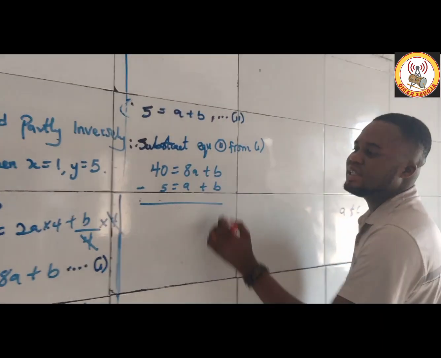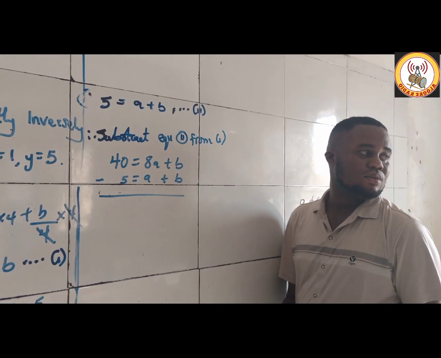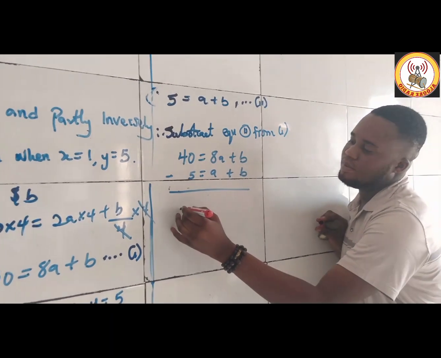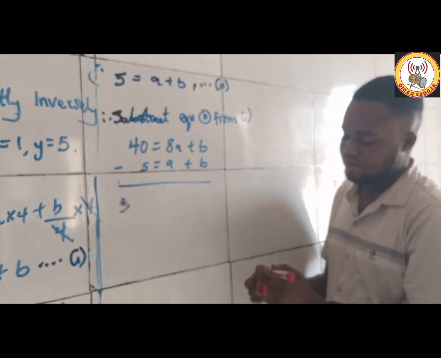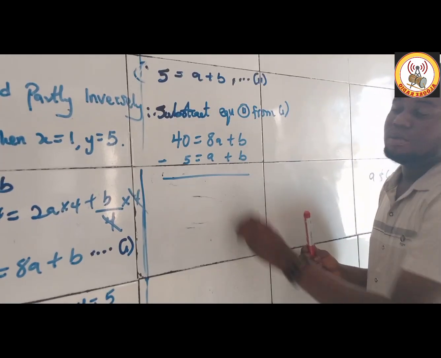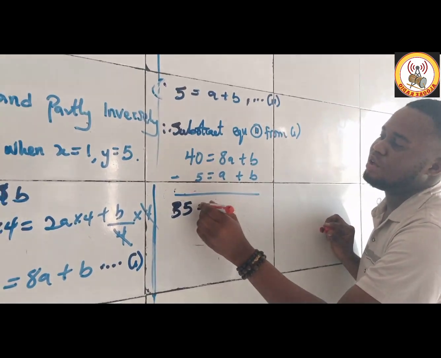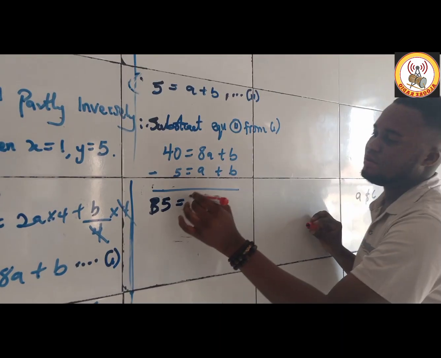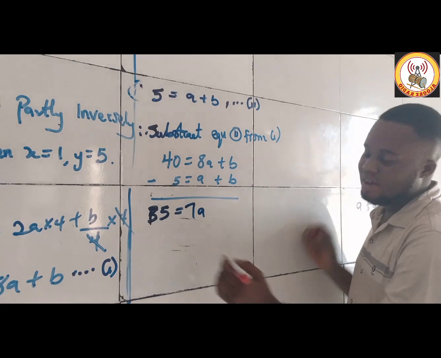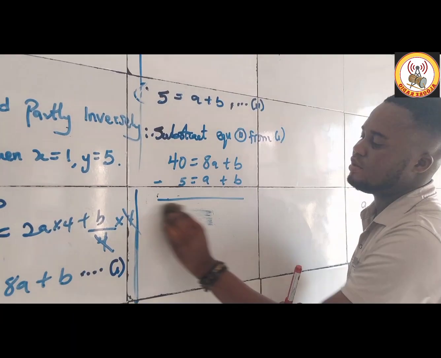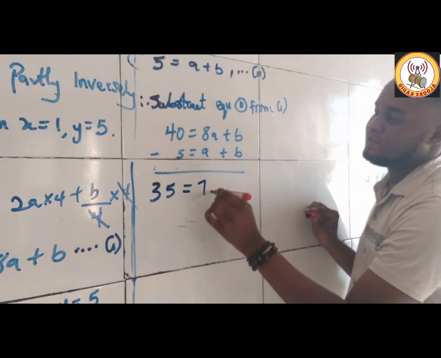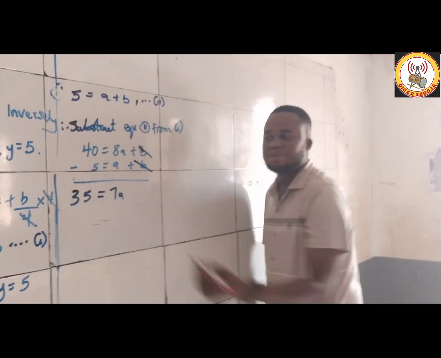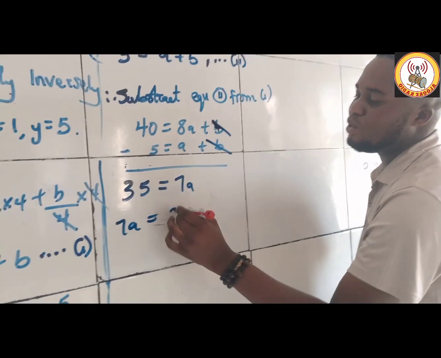So 40 minus 5 is 35, equals 8a minus a, which is 7a. b minus b cancels; this b here will cancel this b here. So we have 7a equals 35.